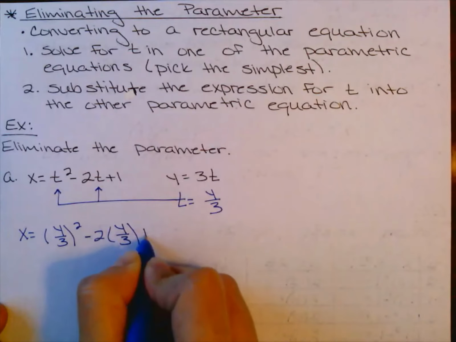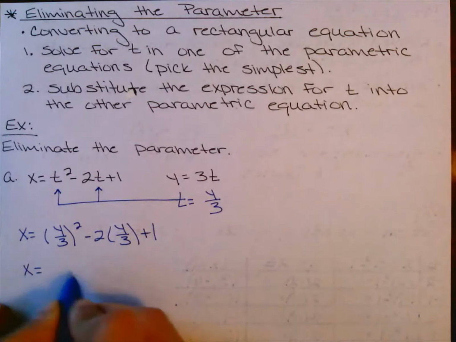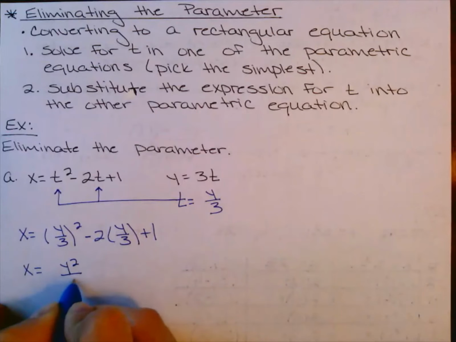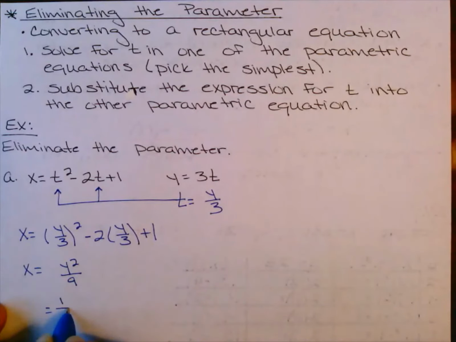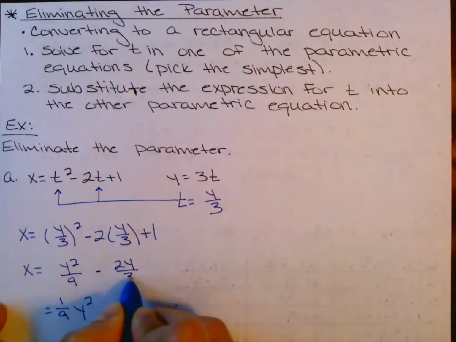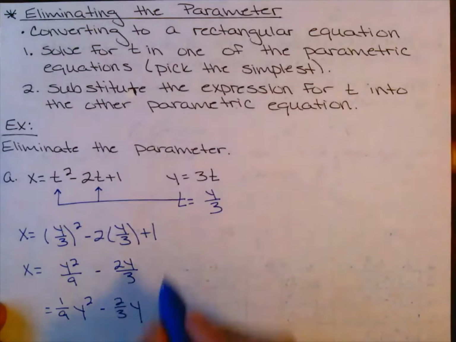And then all I'm going to do here is clean it. I can say x equals, that 3 is going to get squared. It's going to be 9. So I can say y squared over 9, or I can say 1 over 9 y squared. Minus, I can say 2y over 3, or I could say minus 2/3 y. That's just a difference between putting the coefficient completely up front. And then plus 1.